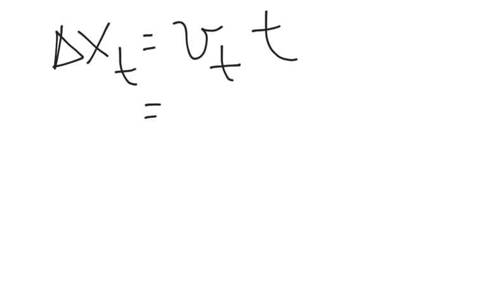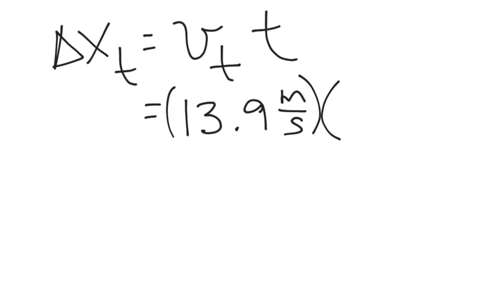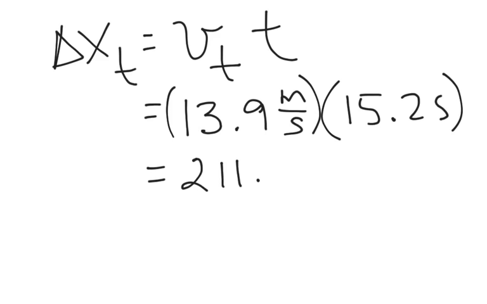The velocity of the train relative to the ground is 13.9 meters per second. And the time is 15.2 seconds, which we just solved, because the time for Superman is the same time as the train. And I end up getting 211.28 meters, because the seconds do cancel here.